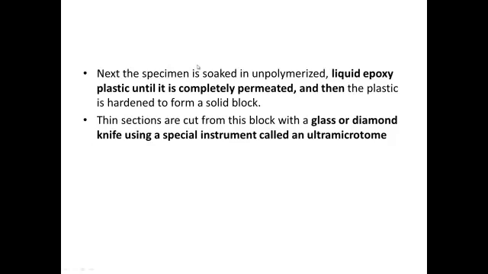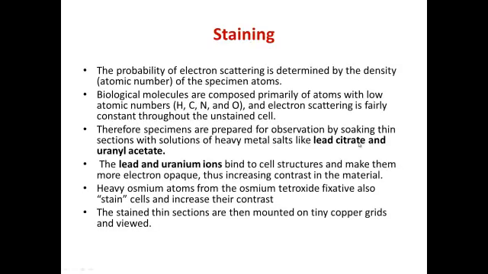Next, the specimen is soaked in unpolymerized liquid epoxy plastic until it is completely permeated, and then the plastic is hardened to form a solid block. Then thin sections can be cut in special microtomes by using glass or diamond knives, and the microtome is known as the ultramicrotome. By using some specific kinds of stains, we can stain the samples in electron microscopy, which also enhances the contrast of white, gray and black.